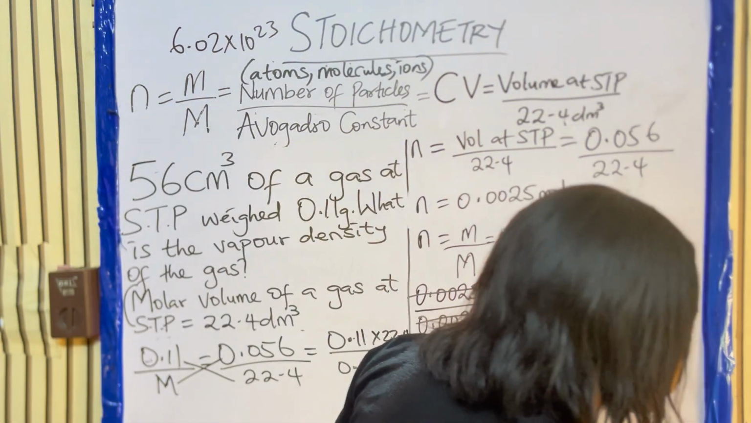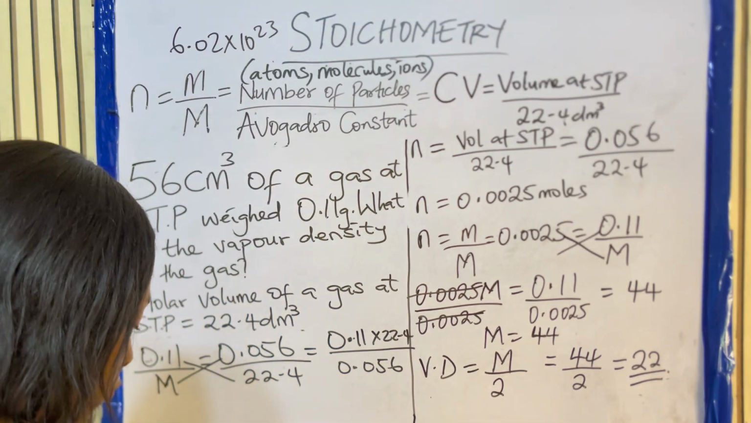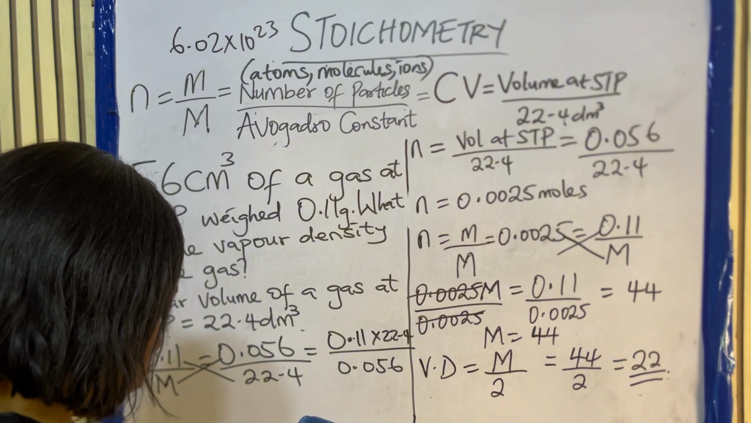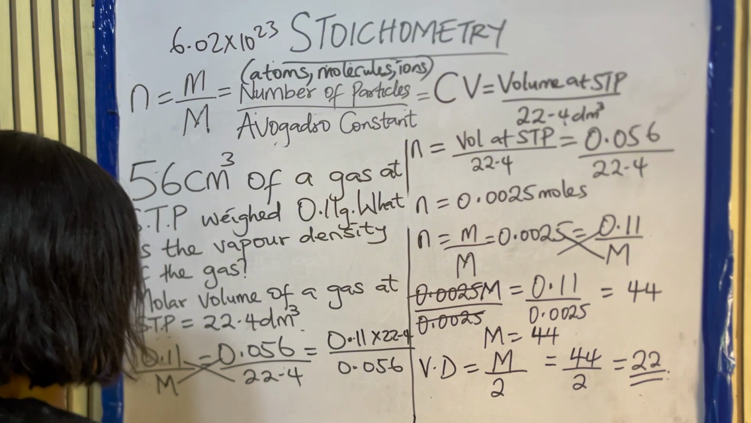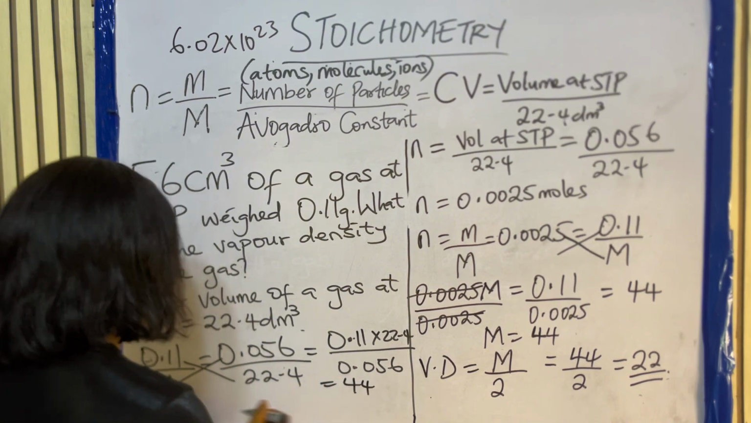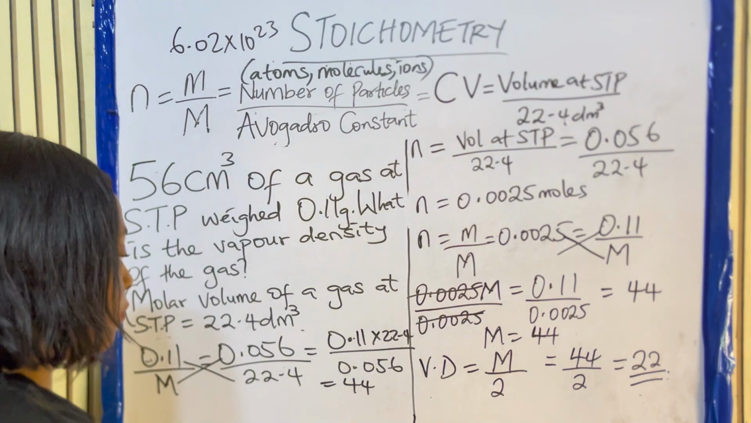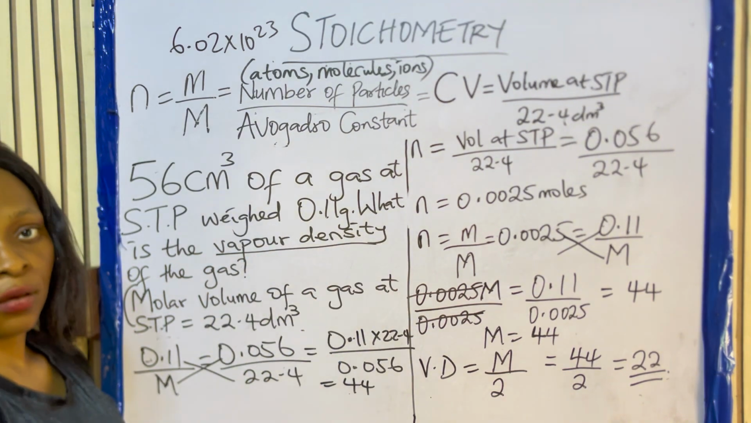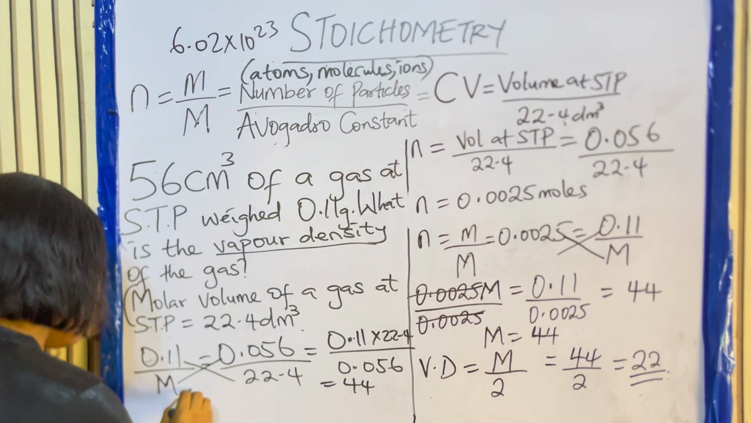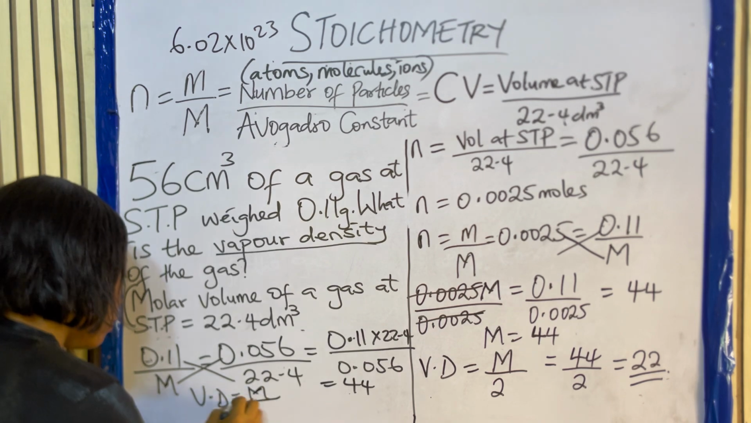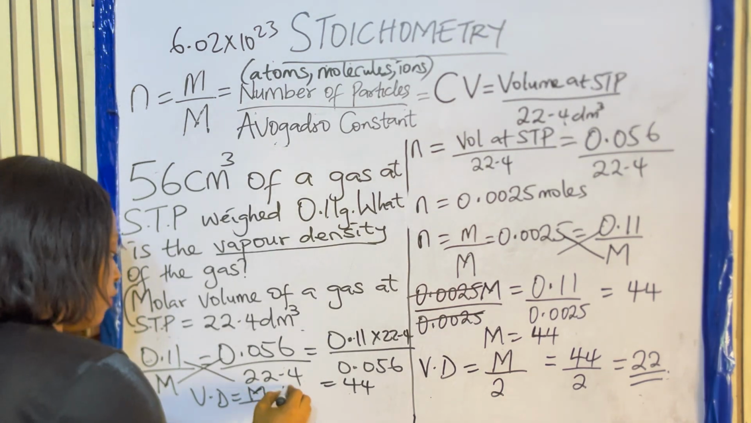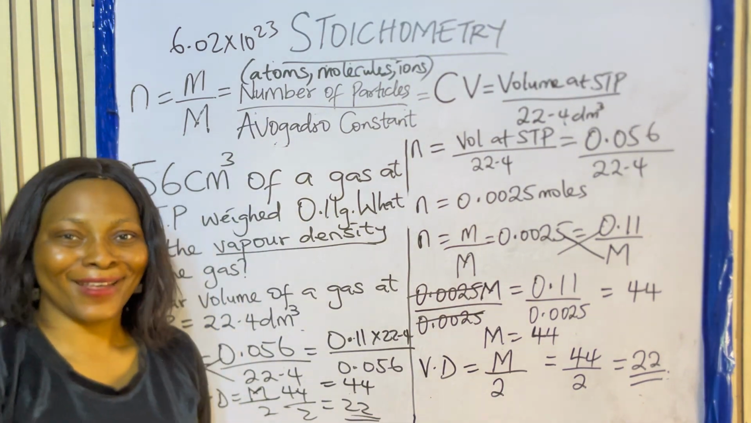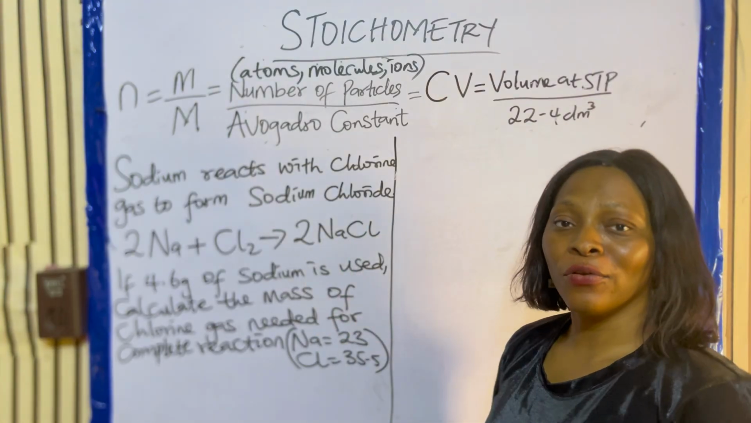So let's press our calculator. 22.4 divided by 0.056, and that's going to give us 44. So our molar mass here is 44. Then, in order to find our vapor density, because the question says what is the vapor density, you have that vapor density is equal to molecular mass divided by 2. So with this, 44 divided by 2, you have your 22 as your answer. Isn't that simple? So let's look at another question on stoichiometry.